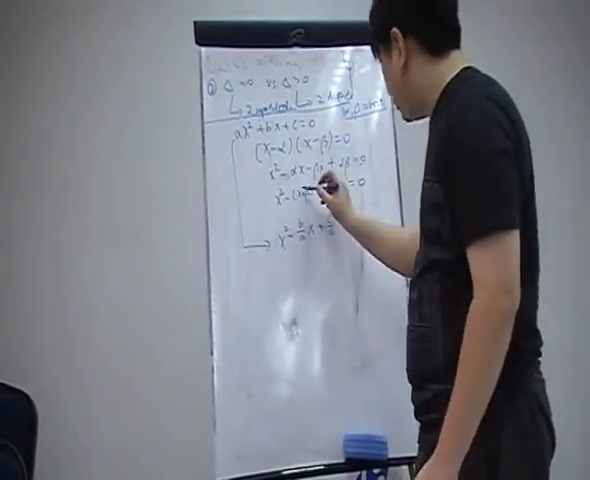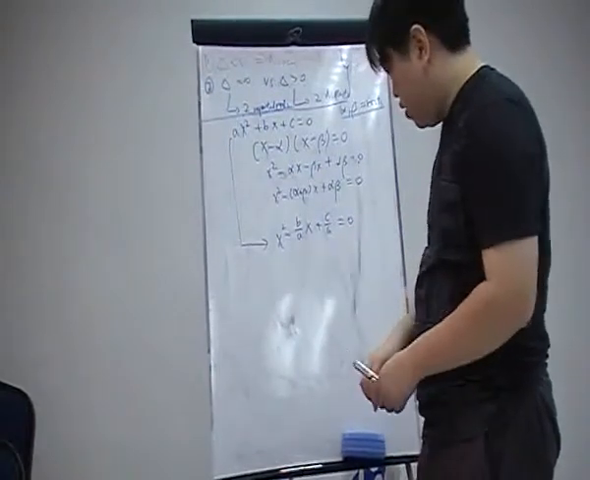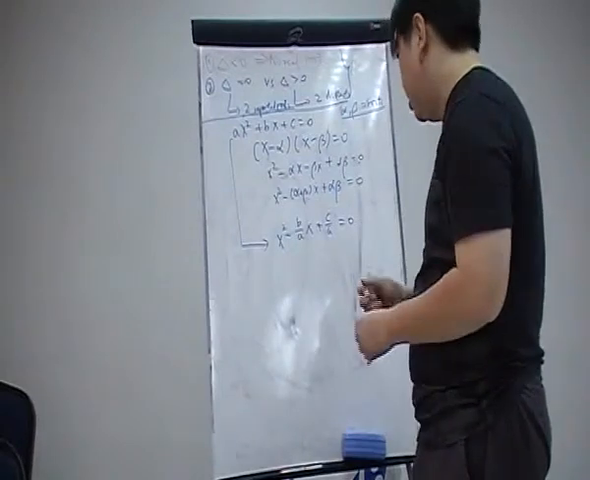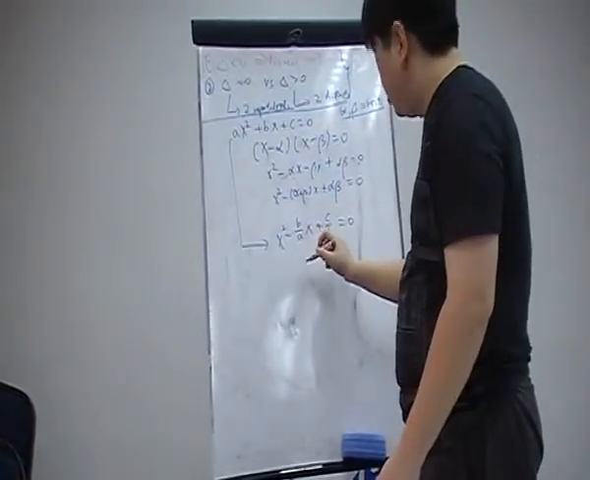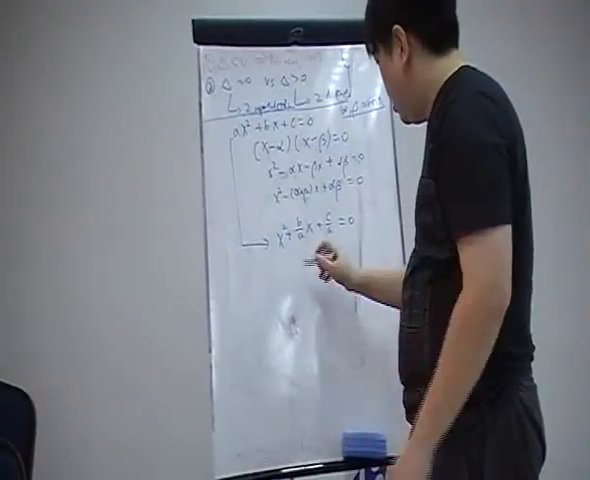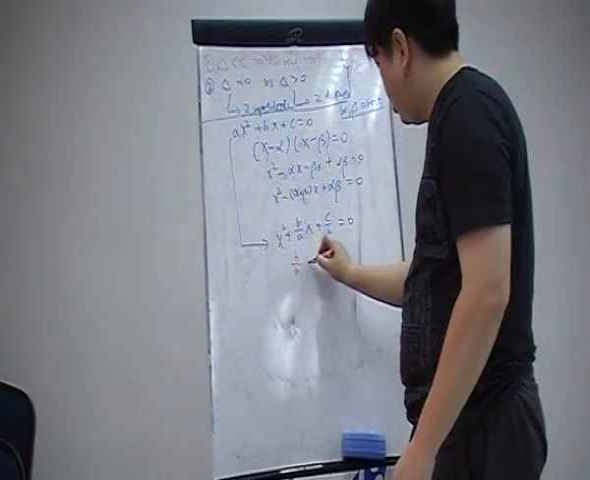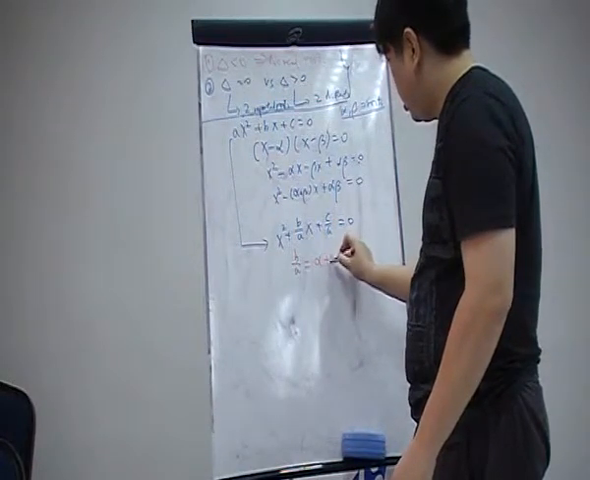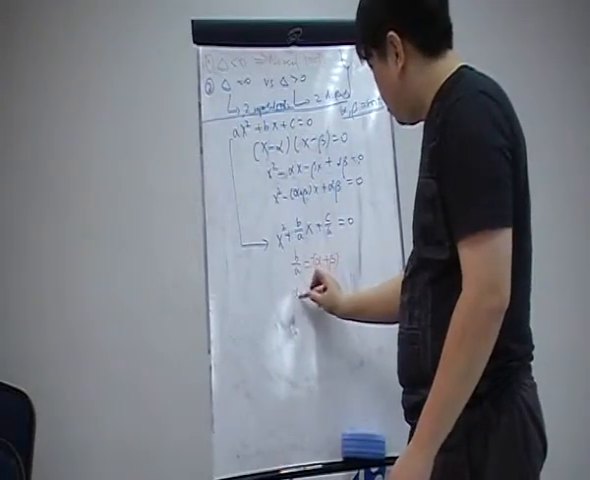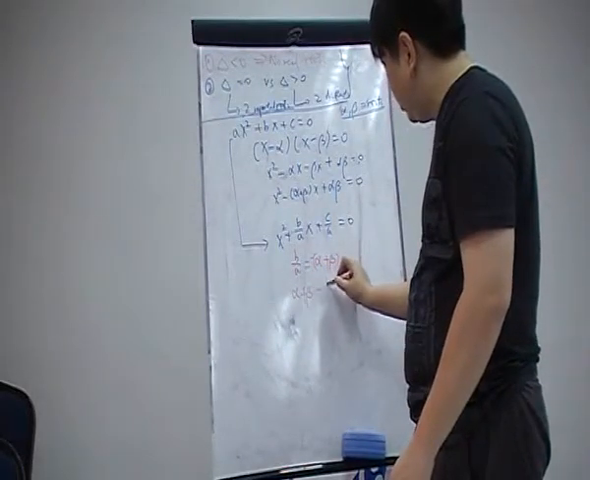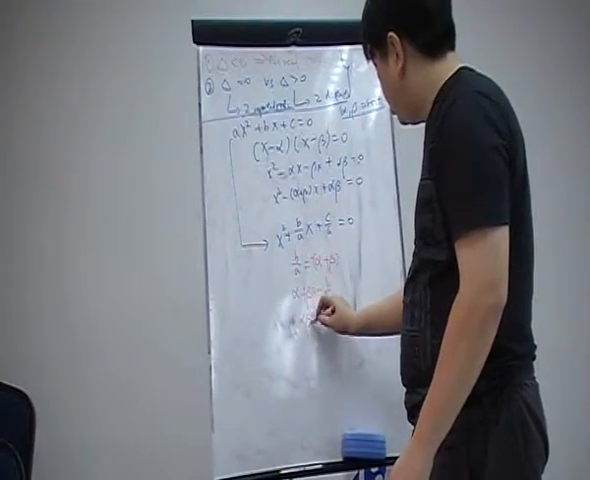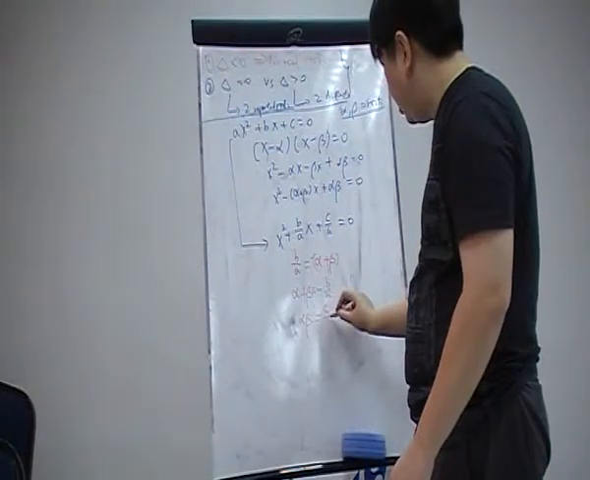Therefore, you have a conclusion: the sum of the roots, alpha plus beta, is minus b over a. The product of the roots, alpha beta, is equal to c over a.